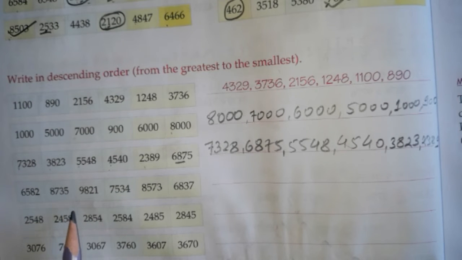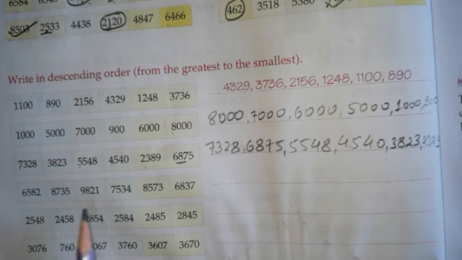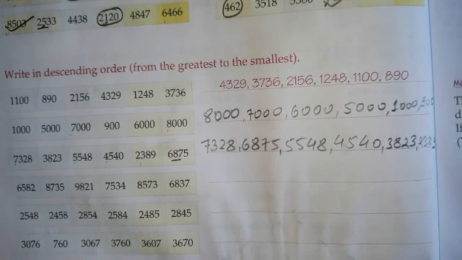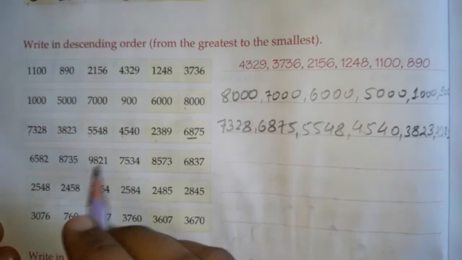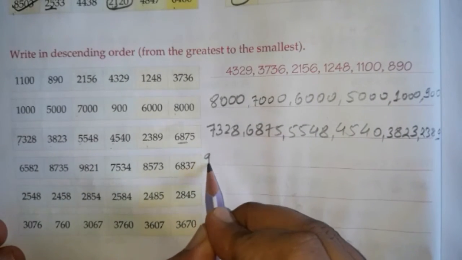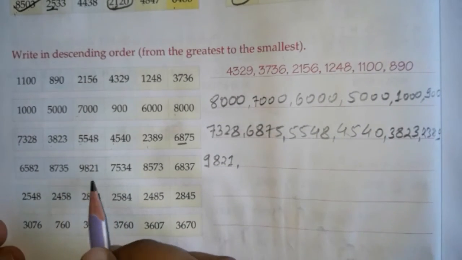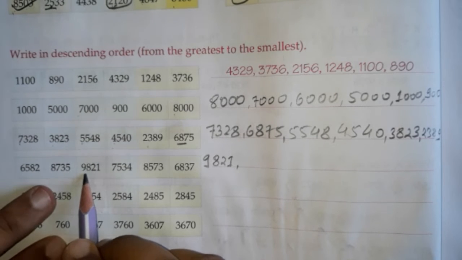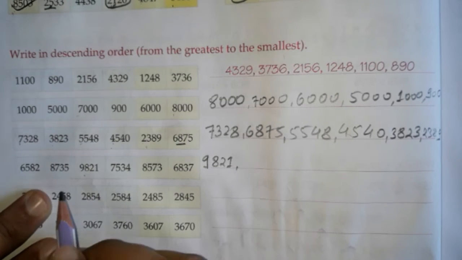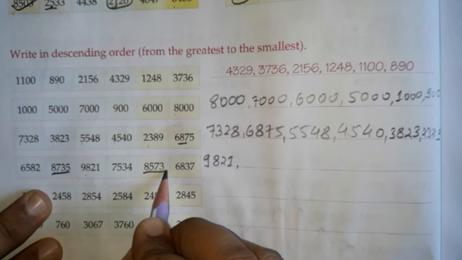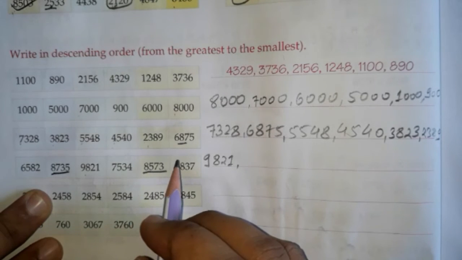Next, the greatest number here is the one starting from 9. 9 is the greatest digit, so the number starting from 9 is the greatest number. First number is 9821. Smaller than 9821, we got two numbers starting from 8: 8735 and 8573.